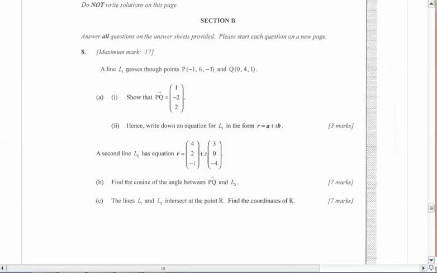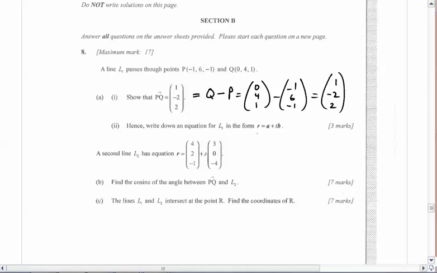In order to solve question 8, vector problem, we need to show that PQ is this. PQ is just Q minus P. So 0, 4, 1 minus negative 1, 6, negative 1, or 0 minus negative 1 is 1, 4 minus 6 is negative 2, and 1 minus negative 1 is 2. Done.